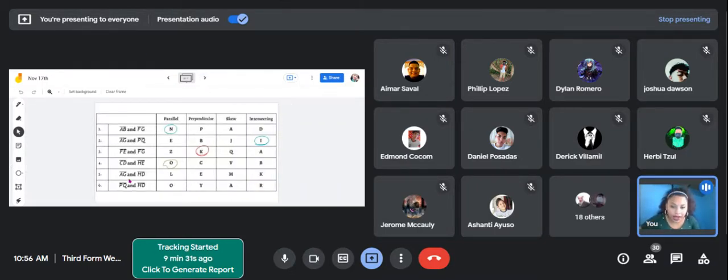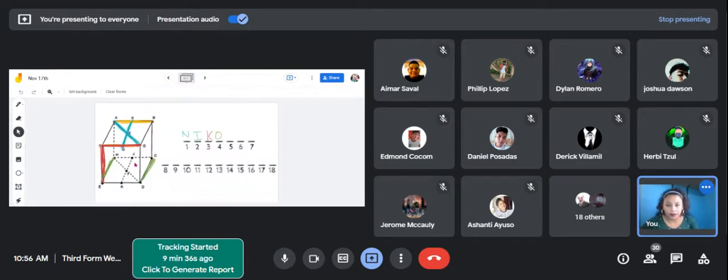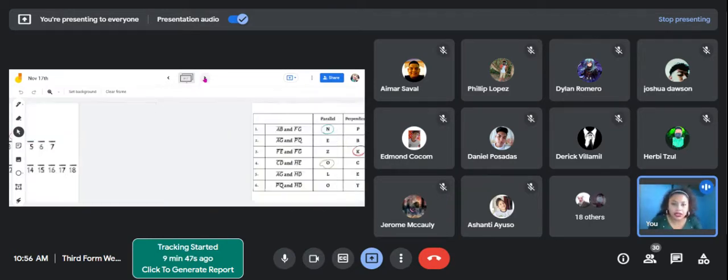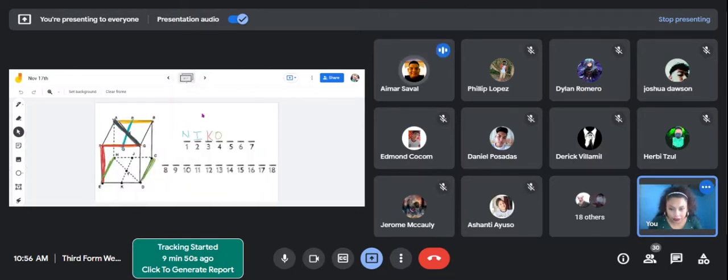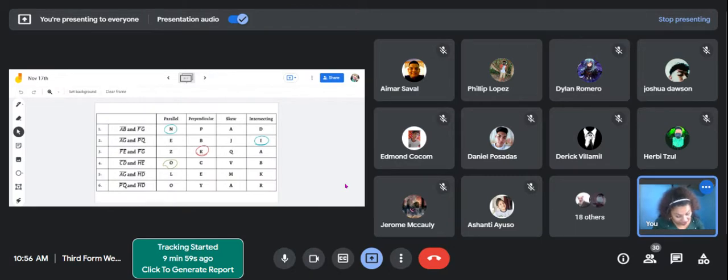The other one we have AG and HD. AG, right there. And what was the other one? HD, this one over here. What are these two? Parallel lines. Okay, so I'm gonna circle parallel lines and then I write an L.